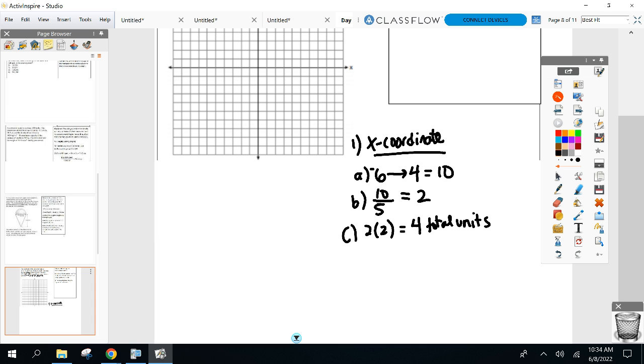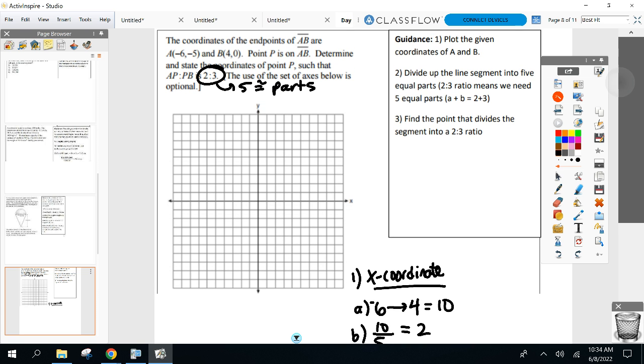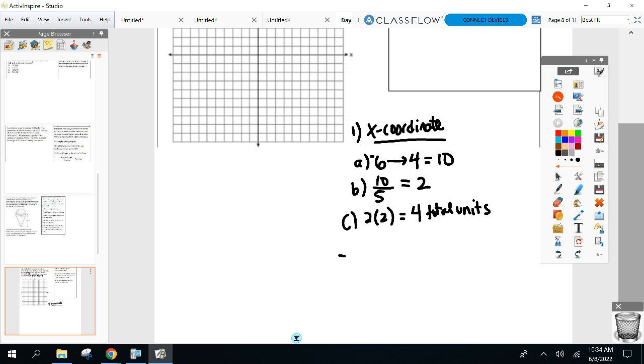So that's how many spots I'm going to go on the x-axis. Where did I start on the x-axis? Luke, going back to you, where did you start on the x-axis, at what coordinate? Okay, so I'm going to start at -6, where I start, and go 4 units over, and end up at -2. So there's my x-coordinate.